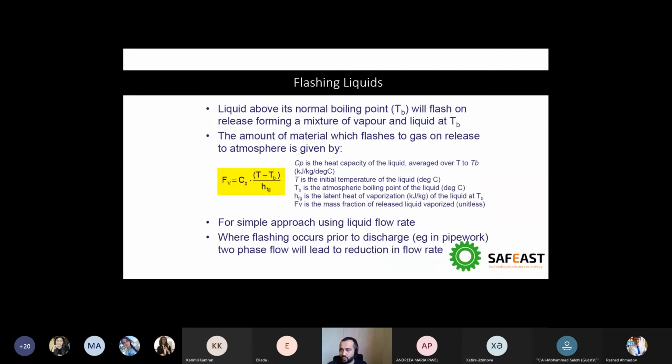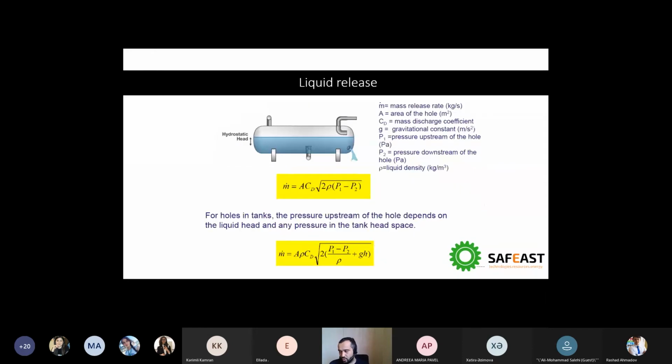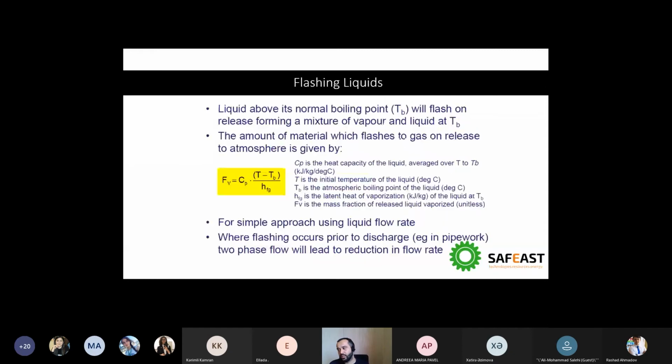As you may know, when you do this calculation, you identify your release rate, but you can appreciate that some of this release may evaporate due to flashing, being a flashing liquid. Basically, liquid above its normal boiling point will flash when there is a release, and it will form a mixture of vapor and liquid. So you can do a flashing calculation to understand the mass fraction of the released material.